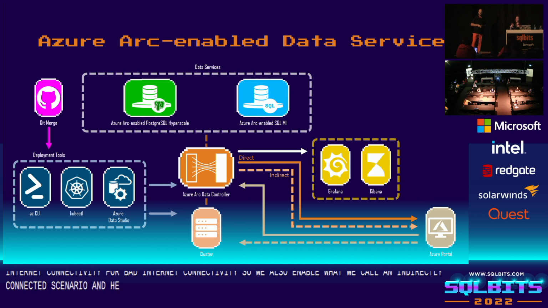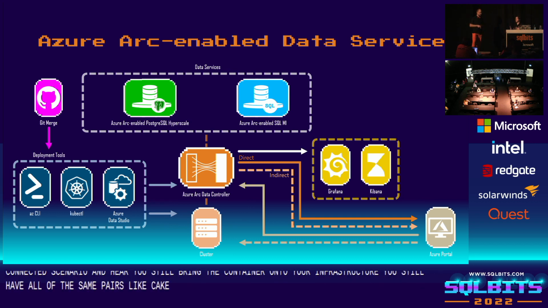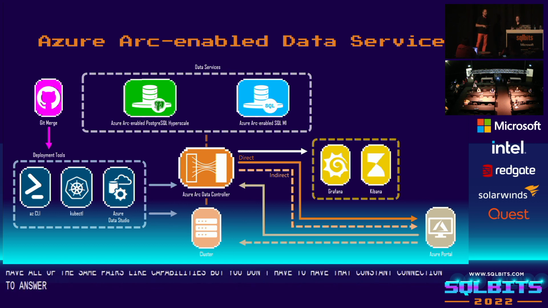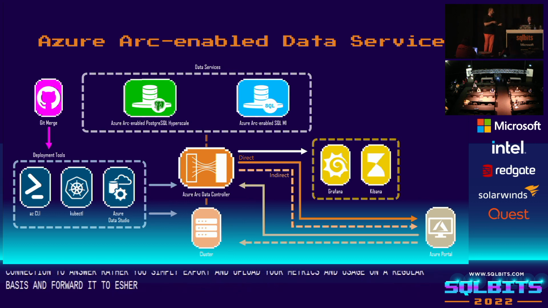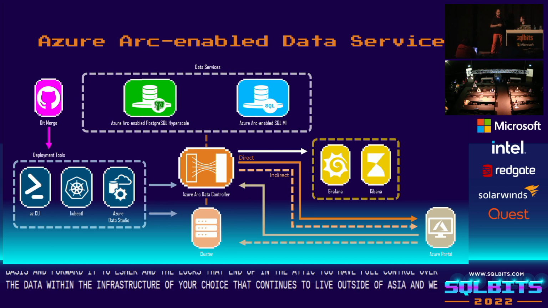And here you still bring the container onto your infrastructure. You still have all of the same PaaS-like capabilities, but you don't have to have that constant connection to Azure. Rather, you simply export and upload your metrics and usage on a regular basis and forward it to Azure. So basically all my data is staying on my premises or wherever I deployed. It's just the metadata and the logs that end up in Azure. Correct. You have full control over the data within the infrastructure of your choice that continues to live outside of Azure, and we simply send up some metadata. Cool.